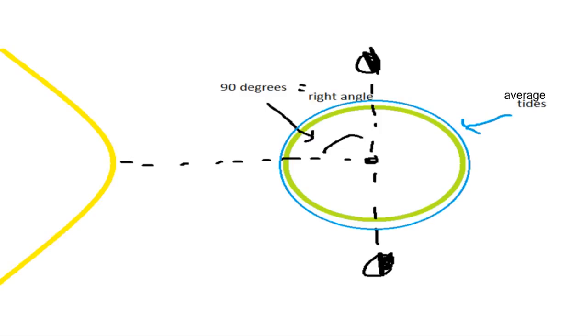Neap tides happen when the sun, moon, and Earth form a right angle, or during the quarter moons. This produces higher low tides, and lower high tides. Basically, average tides.